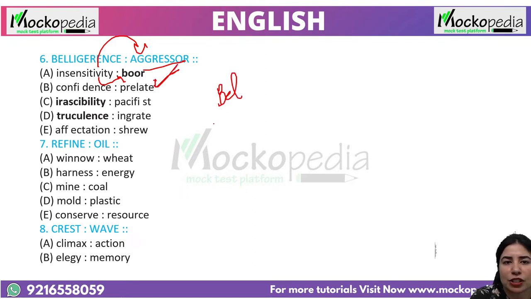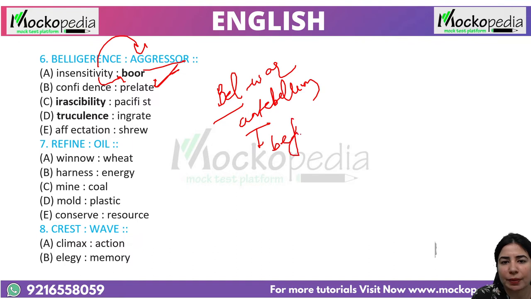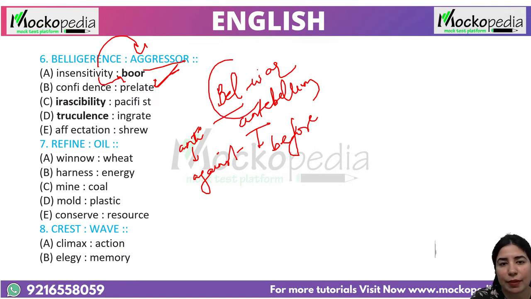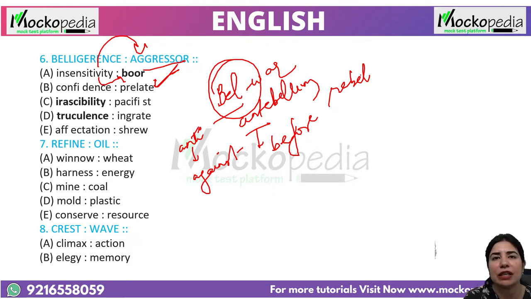Now, isme aap ek root seekh sakte ho. Bell stands for war. So ek word ho gaya antebellum. See, ante is before. So yahan par bhi there's a catch. One is anti. Anti is against. So I'm sure you must have heard anti-corruption, anti-terrorism. So this is anti. This is before. So antebellum is a situation before war. Again, it's coming from the root rebel, aggressive, right? Bellicose, belligerent, all these words. So bell se root agar aapko pata hai, to you know the word is negative and something associated with war, right? So yeah, for question number 6, A will be the answer.